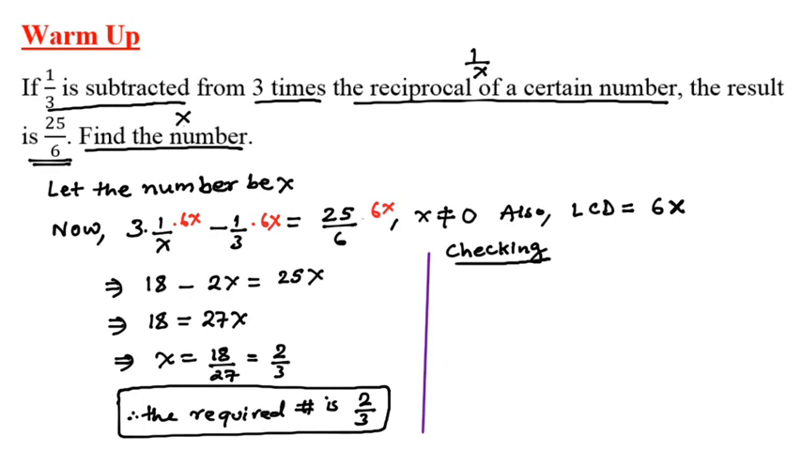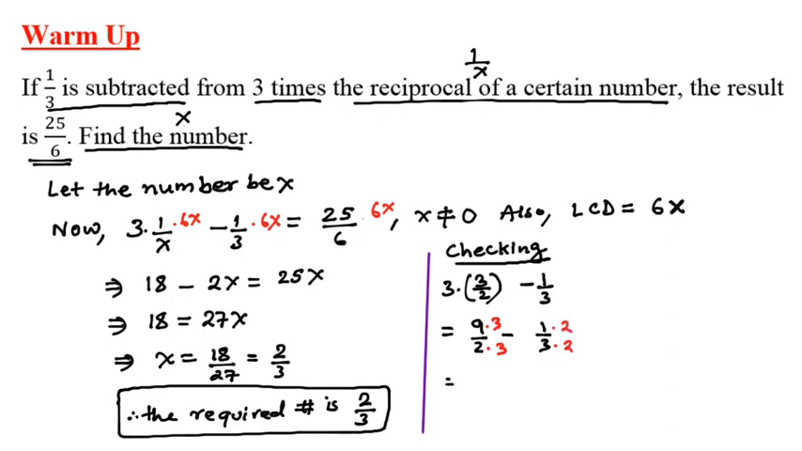So as in the question, 1/3 is subtracted from 3 times the reciprocal of the number. Reciprocal of 2/3 is 3/2. And this result must be 25 over 6 if my answer is correct. So that is 9 over 2 minus 1 over 3. Here the common denominator will be 6. So to make 6, we multiply here by 3. To make 6, we multiply here by 2.